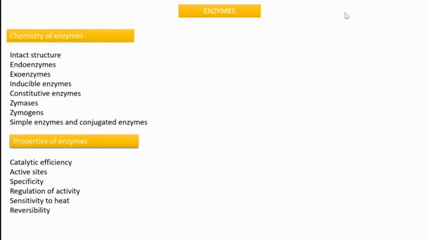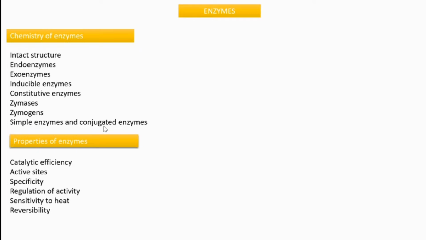Then simple enzymes and conjugated enzymes. Simple enzymes means these enzymes are formed only of proteins, no other compounds. So on hydrolysis they yield only amino acids. Why do they yield only amino acids? Because they are composed of only proteins. Proteins are composed of amino acids. Examples are amylase, urease.